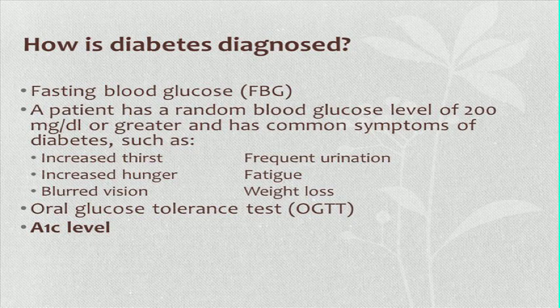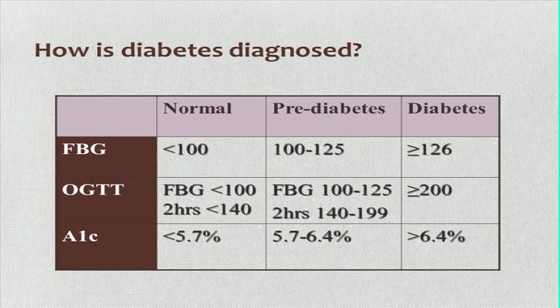The good thing about this test, you don't have to be fasting. You just go at any time of the day, you have the blood draw, and then we can tell. And these are the numbers. So to be normal, your sugar should be below 100, or 2 hours below 140. And the A1C should be below 5.7.